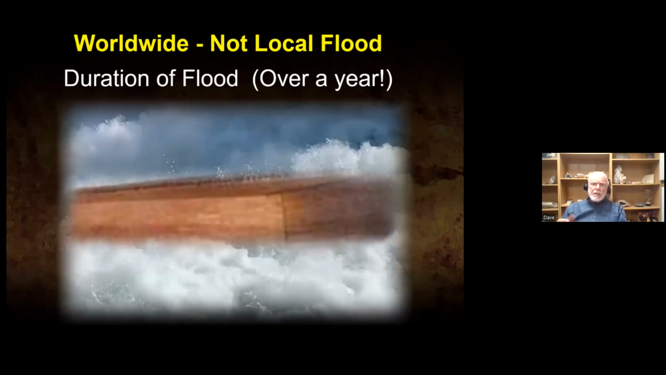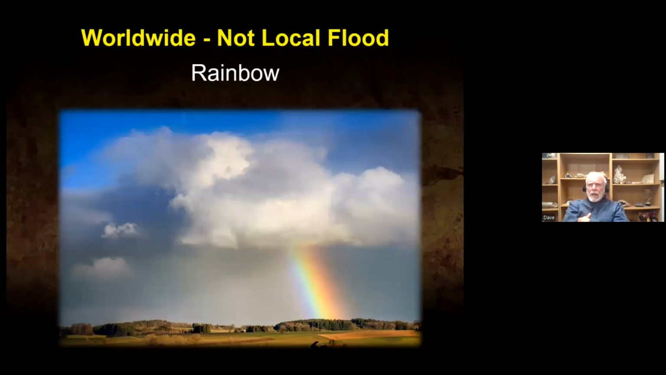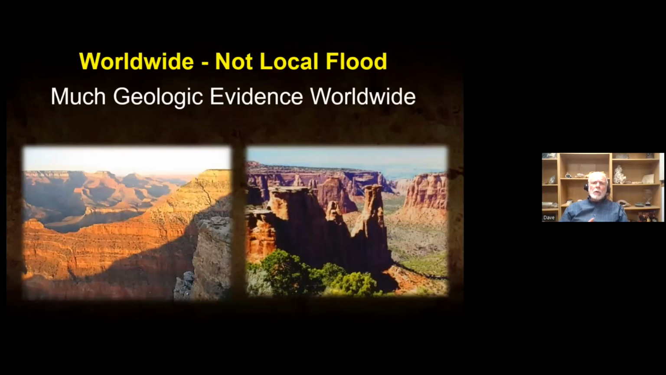No, this is a very different event, a year-long worldwide catastrophe. And the final thing is God sent the rainbow as a promise, never to send a flood like that again. We've had so many local floods, even in the last decade. And so God would not have kept his promise if it was just some kind of a local flood. I think it's a global flood. And by the way, there's much geologic evidence worldwide for that flood.